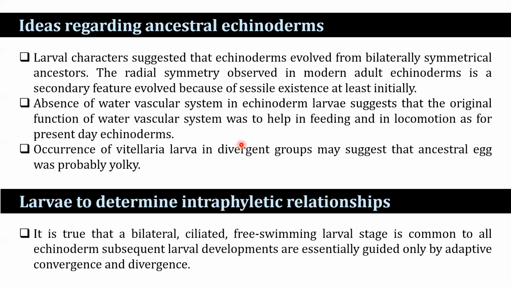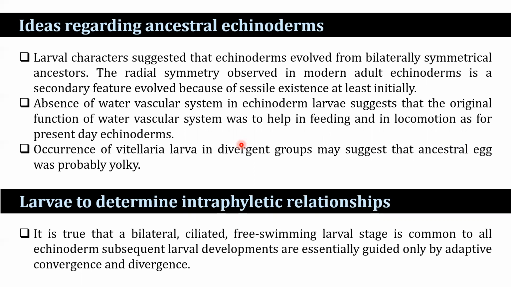Larval characters suggest that echinoderms evolved from a bilaterally symmetrical ancestor. The radial symmetry observed in modern adult echinoderms is a secondary feature evolved because of sessile existence, at least initially. Absence of a water vascular system in echinoderm larvae suggests that the original function of the water vascular system was to help in feeding and in locomotion, as in present-day echinoderms. Occurrence of Vitellaria larva in divergent groups may suggest that the ancestral egg was probably yolky.